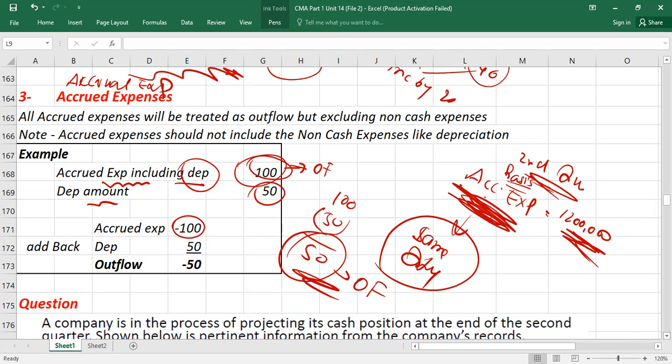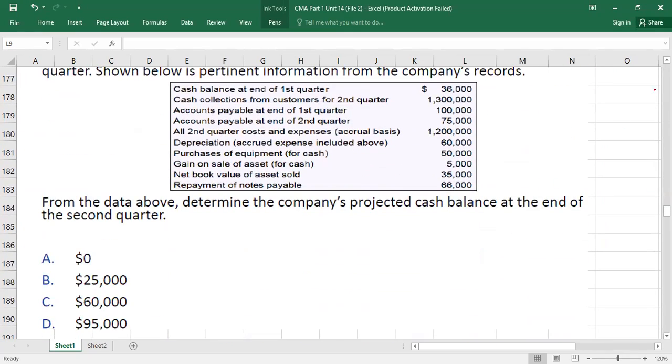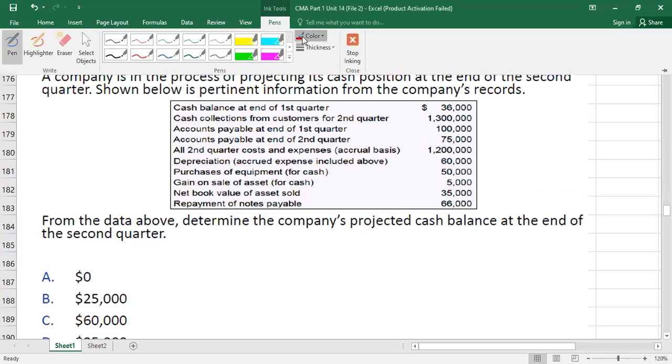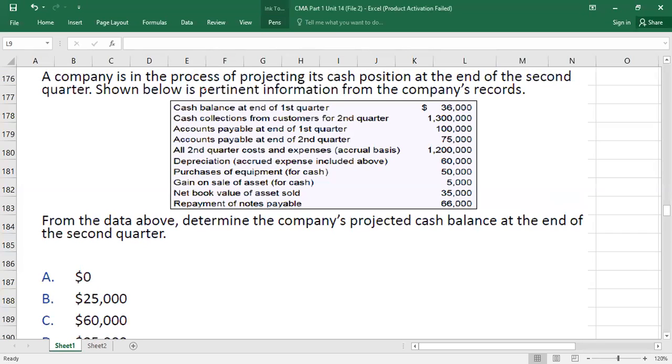So here we go. Let's have a look with the help of a question. Guys, I would suggest you please read this question first. Now guys, I'm assuming you have read the question. So here we go. For example, they are telling you a company is in the process of projecting its cash position at the end of the second quarter. Shown below is the pertinent information from the company's records.